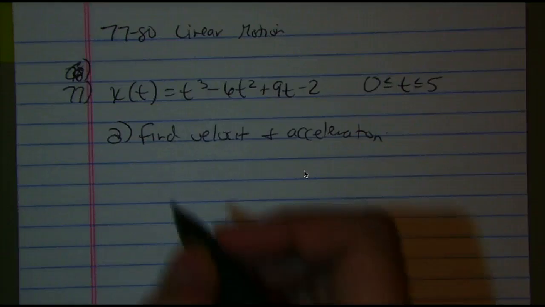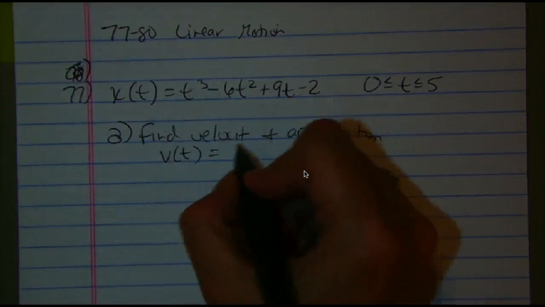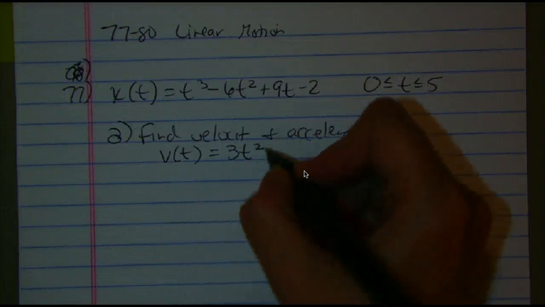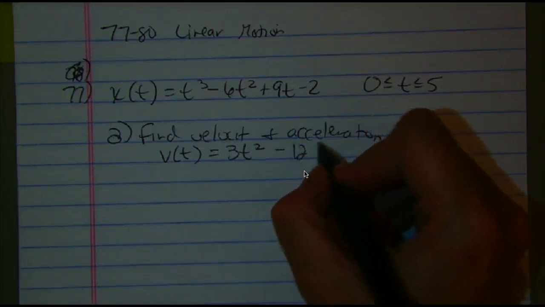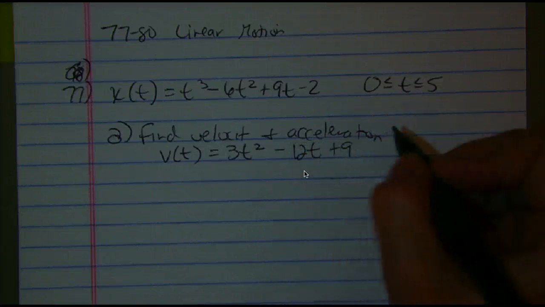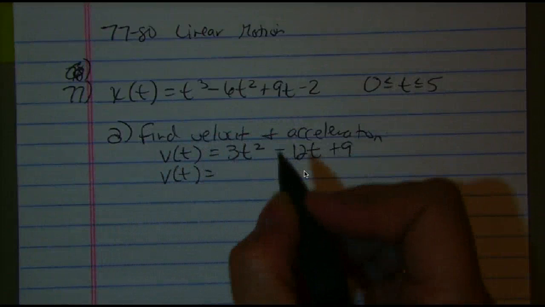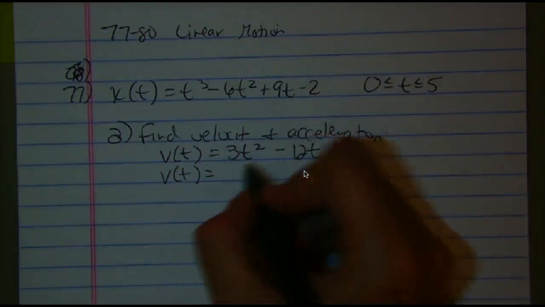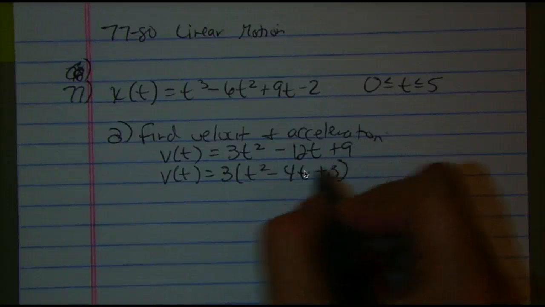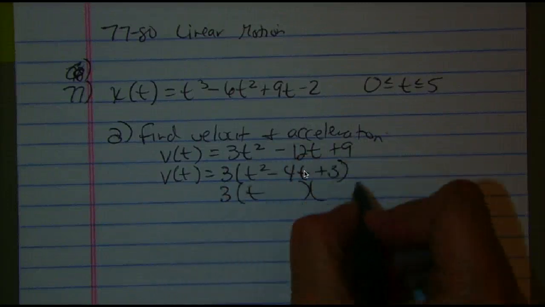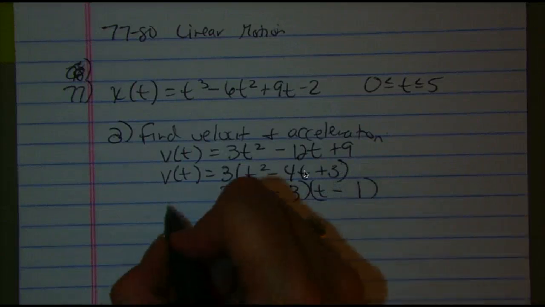So for the velocity equation, I'm going to take that first derivative. So this feels like stuff back in chapter 3. What is that? 12t plus 9? And in case they ask me any questions, if I need to find the critical numbers, I might as well go ahead and do that factoring now. Let's see, what am I going to get here? A t, a 3, a 1, a negative, a negative. Okay, so just in case.